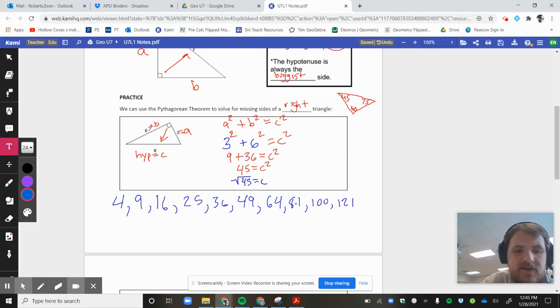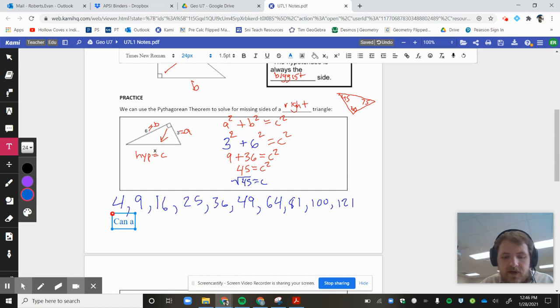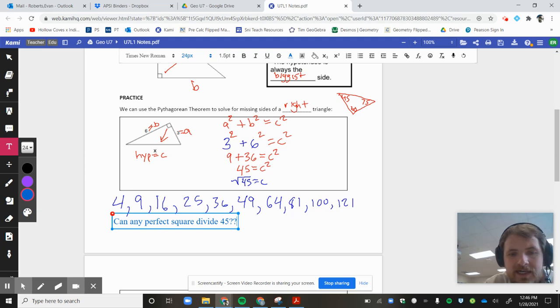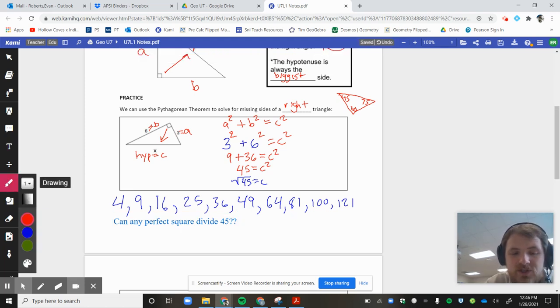So I want to ask myself, can any perfect square divide 45? That's the question. That's what we're looking at here. I usually start, you want to find the biggest one, but sometimes I start with the smallest in the beginning, just so we understand what's happening. I can rewrite that as 45 is the same as 9 times 5.